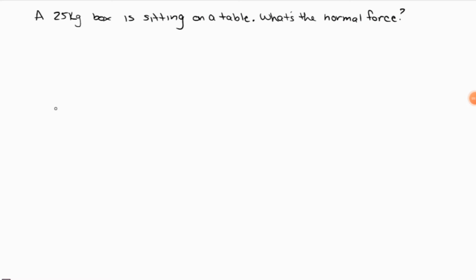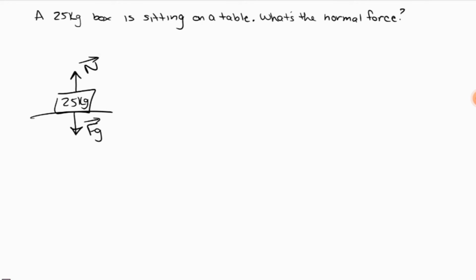A 25 kilogram box is sitting on a table. What's the normal force? First, we have to draw our free body diagram. So we have a 25 kilogram box with the force of gravity going down and the normal force going up.